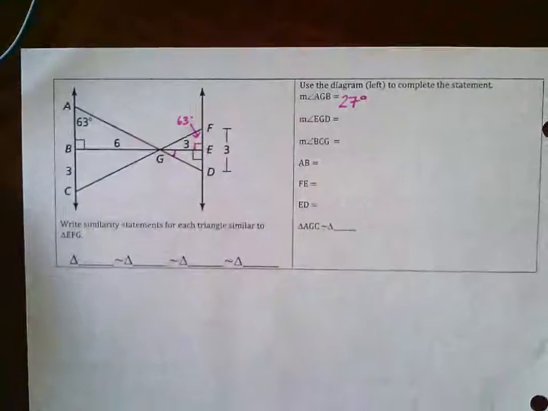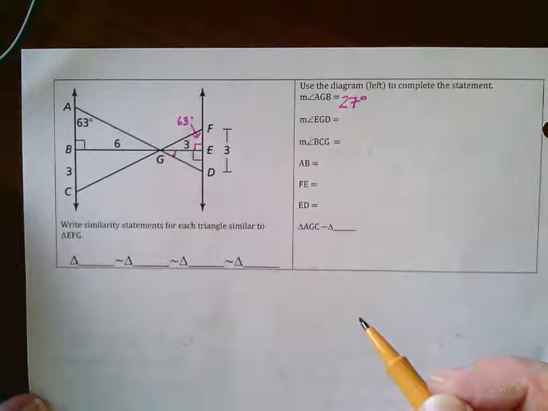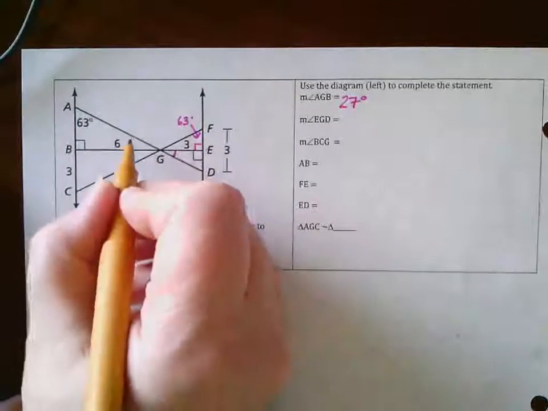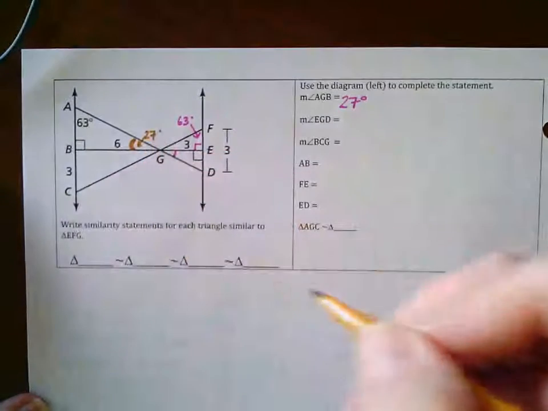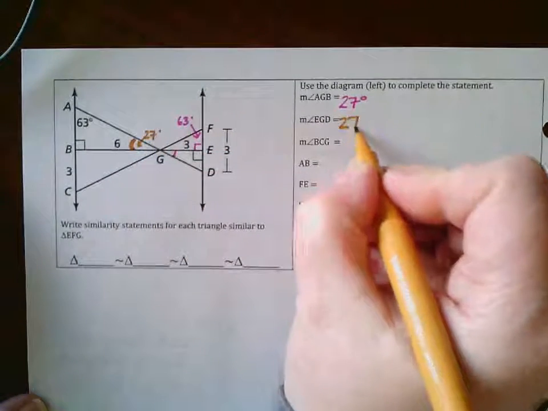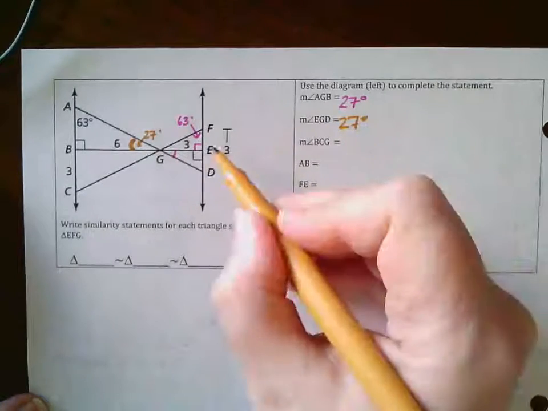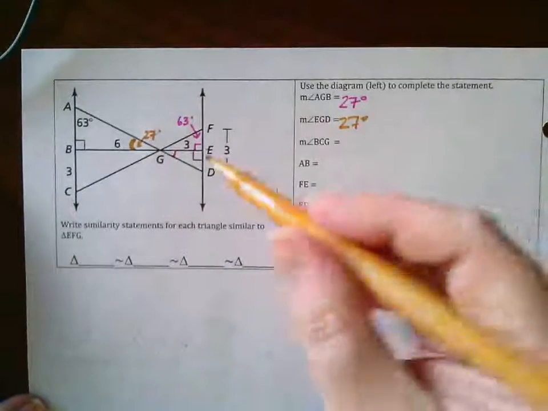EGD. Didn't I just do that one? Oops, I did the wrong one. AGB was right here. By the way, that's also 27. I did them backwards. You'll forgive me. So this was supposed to be this one, and this was supposed to be that one, but that's okay. They're both 27, and I explained why.